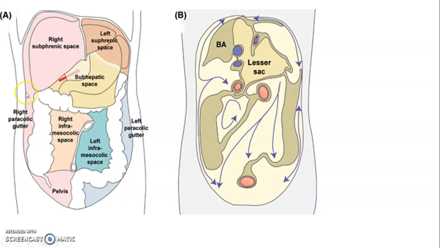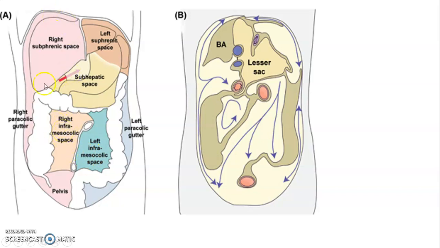So you can appreciate the right paracolic gutter. This is the ascending colon, right paracolic gutter, descending colon, left paracolic gutter. Why do you need to understand these spaces? These spaces in the abdomen, there's usually communication. Below the diaphragm, you have the subphrenic spaces on the right and on the left. Below the liver, you have subhepatic space. Then you have right and left paracolic gutters parallel to the colon. Then you have left inframesocolic space and right inframesocolic space.